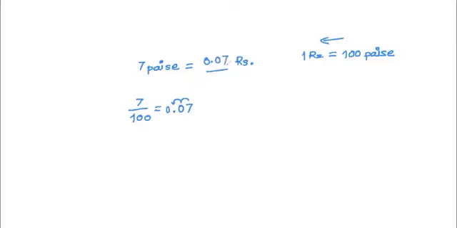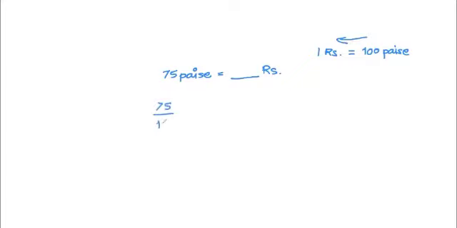I'll take one more example. So if I have 75 paise, we are moving from here to here, from paise to rupees. So from lower unit to higher unit. Whenever we are going from lower unit to higher unit, we need to divide. So I have to divide 75 by 100.